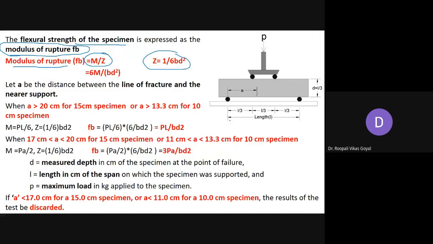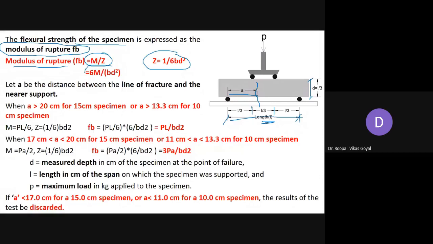So here all these dimensions are given. This length, it is not the length of specimen, it is the center to center distance between two rollers. Okay, this L. Okay, and this is L by 3 equally spaced, and this distance A, here suppose the crack is observed, so this is your A distance, and from the top you are applying the load P. Okay, and this is your depth of the specimen. Now this Z is equal to 1/6 bd square. So you can say modulus of rupture is equal to 6M upon bd square.